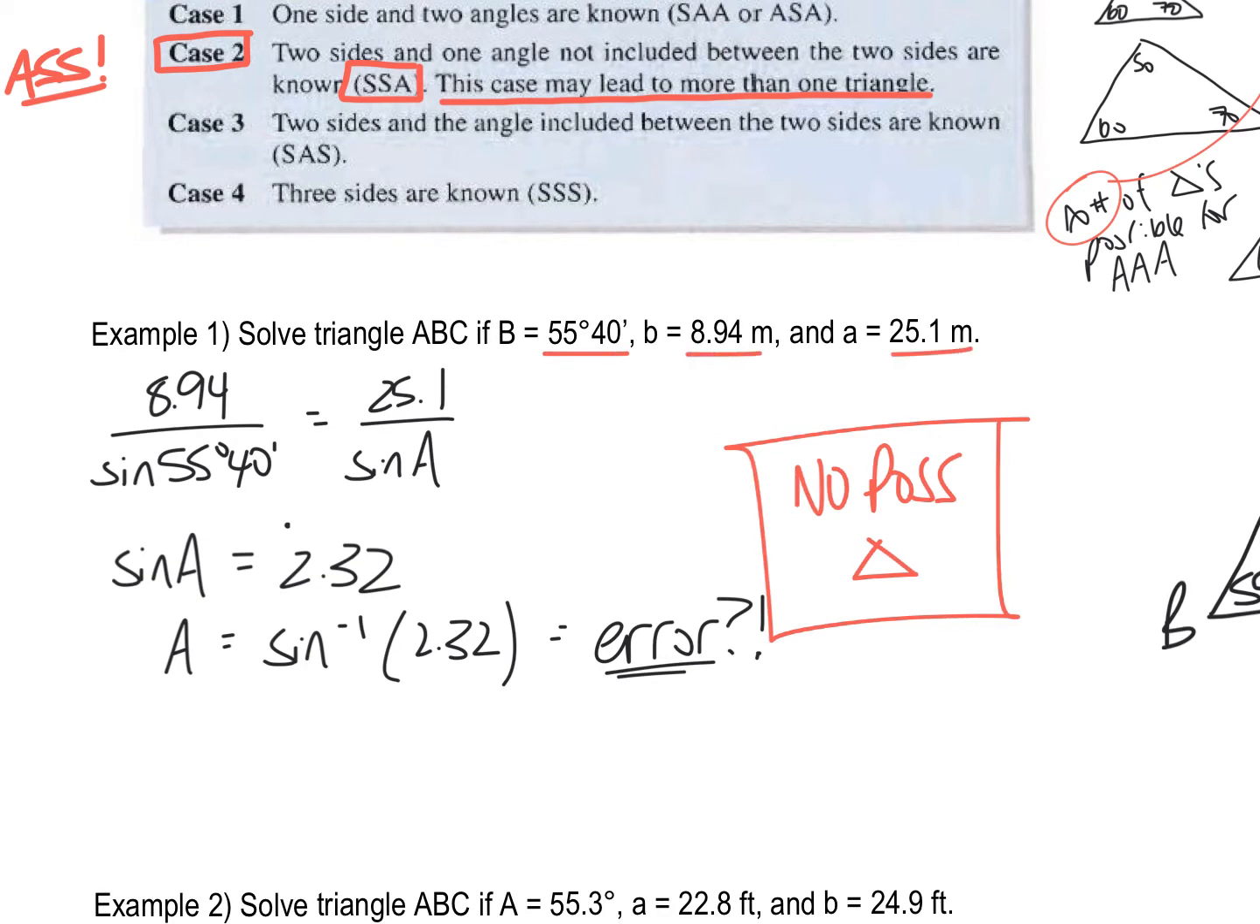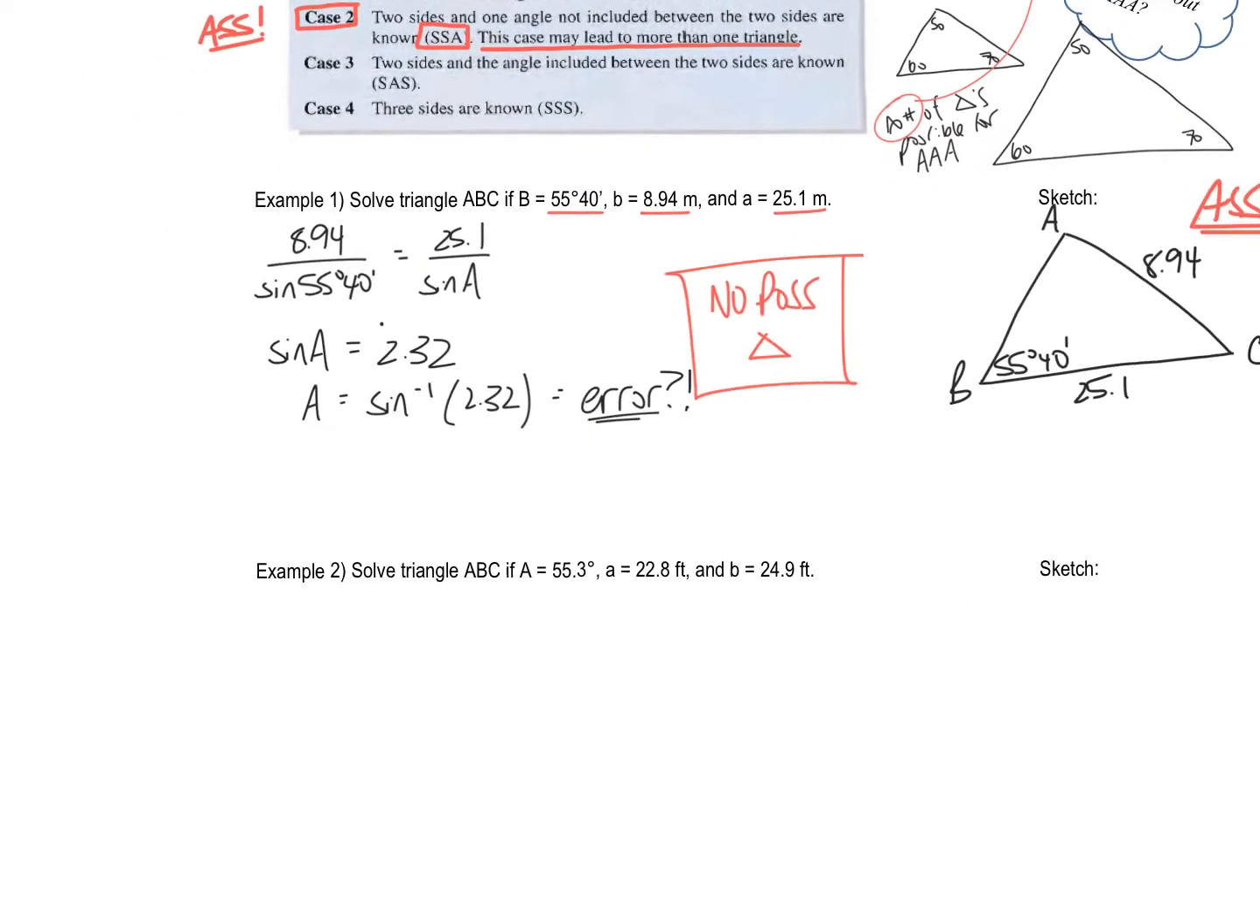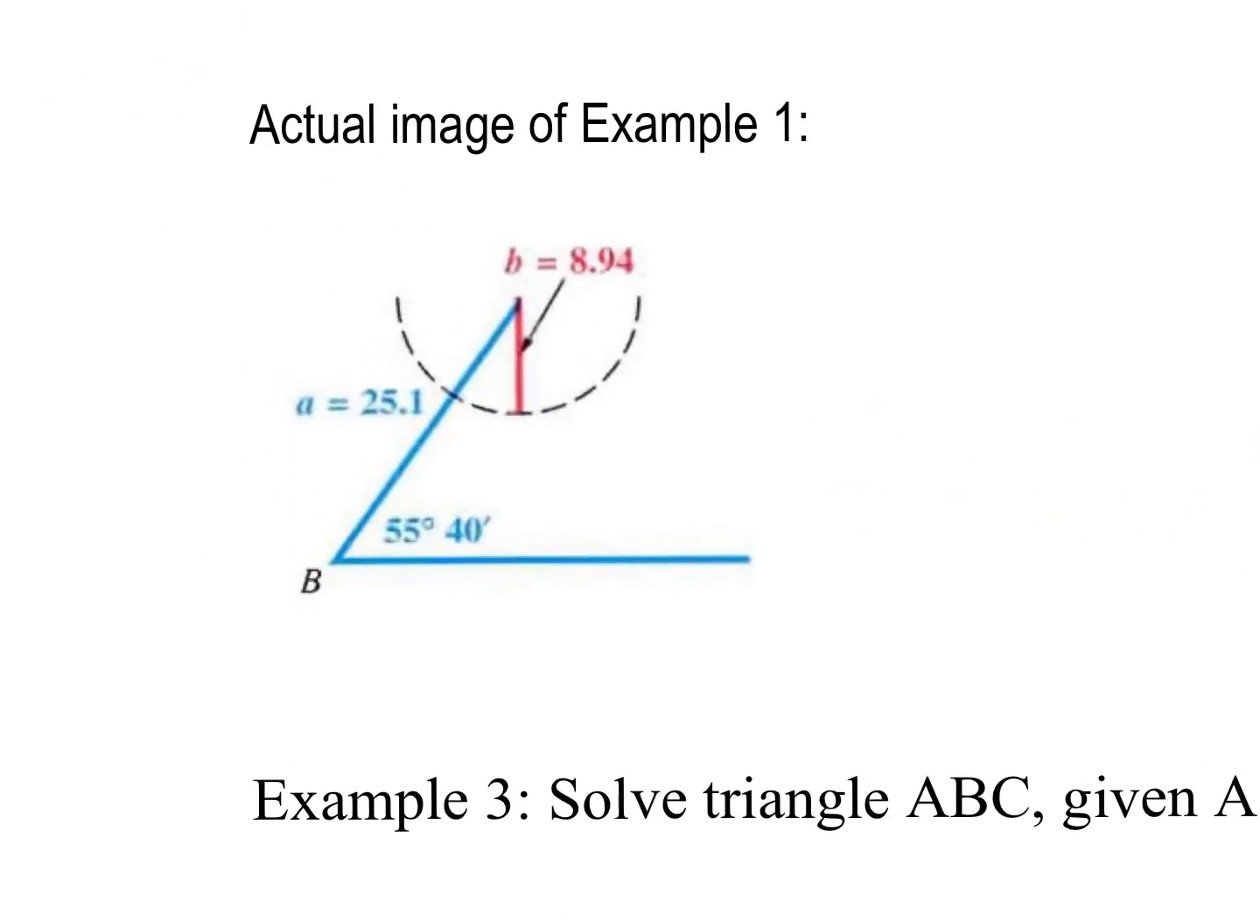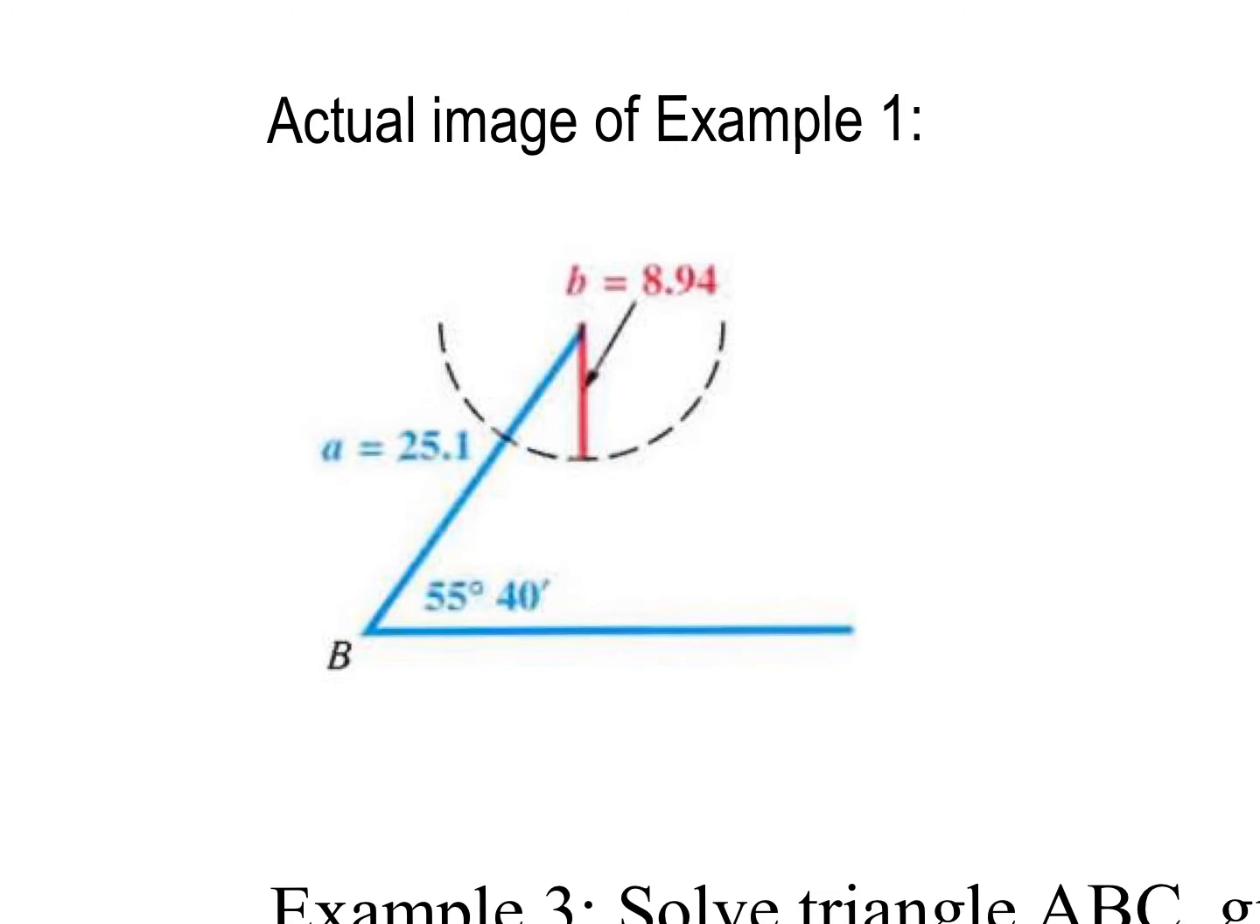This is the first example for doing this SSA type of triangle. Sometimes you have more than one triangle; that's our next example. Sometimes your calculator gives you an error and there isn't a possible triangle. What I want to bring your attention to now is that if you flip the page, this is the actual image for example number 1.